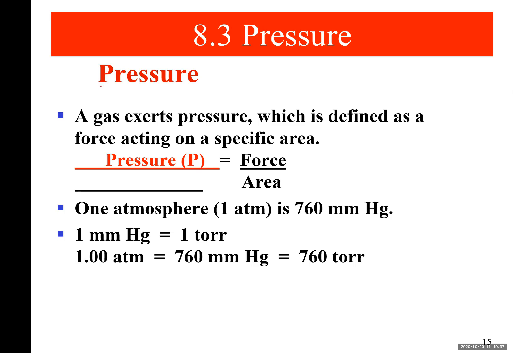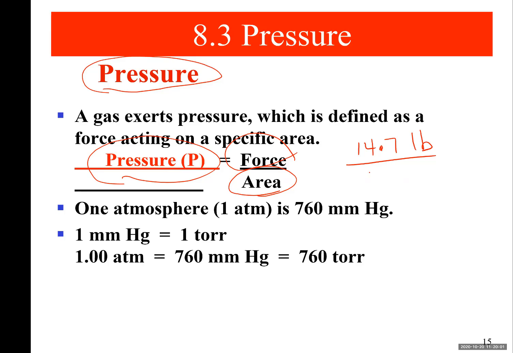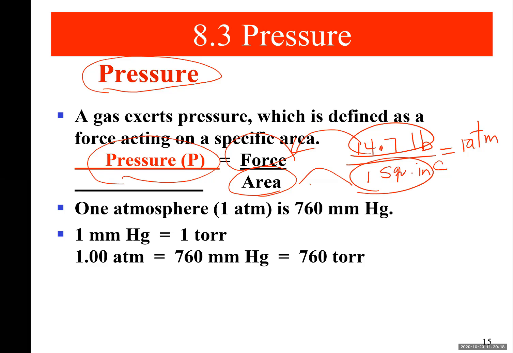So when we talk about pressure, this is the definition of pressure. Pressure is defined as force per unit area. Remember I said for every 14.7 pounds, this is force, per 1 square inch is equal to 1 atmosphere. So can I say pressure is force, divided by unit area.